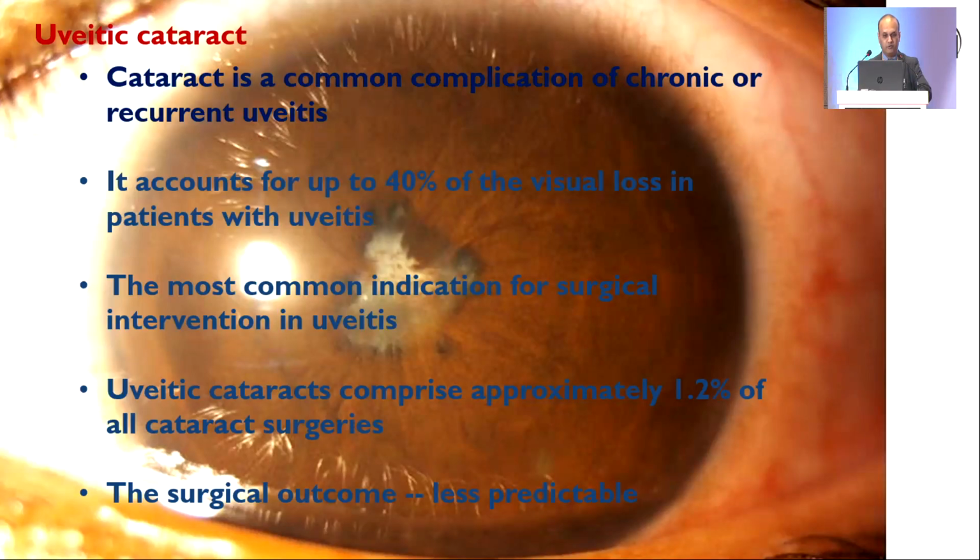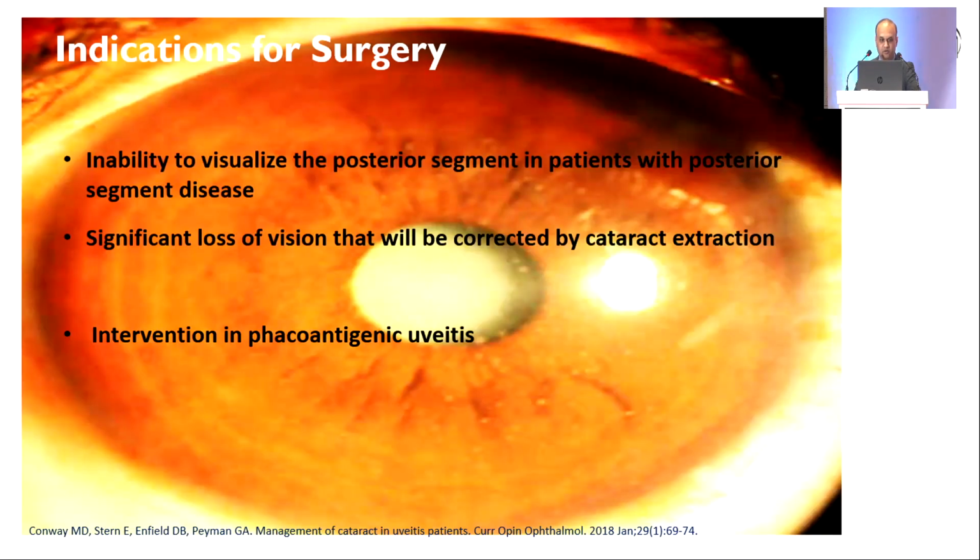It accounts for up to 40% of visual loss in patients with uveitis and is one of the most common indications for surgical intervention in these eyes. Now, overall, uveitic cataracts comprise approximately 1.2% of all cataract surgeries, which may seem minuscule, but if you look at the entire number of cataract surgeries done every year, it's a huge number. And the surgical outcomes are slightly less predictable as compared to a conventional simple cataract surgery that most of our colleagues do. So what are the indications?